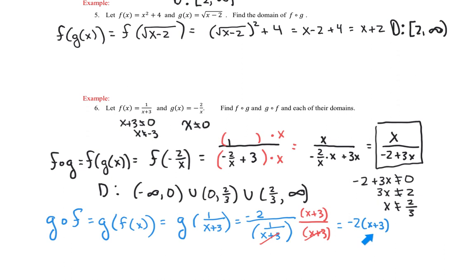However, recall the function that was the inner function. That inner function was f, and for f's domain, we are not allowed to have -3. Therefore, we're not allowed to have -3 for the g of f either. So that means our domain for the composite of these two functions will look like this.